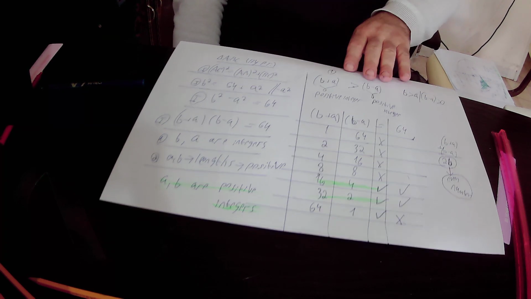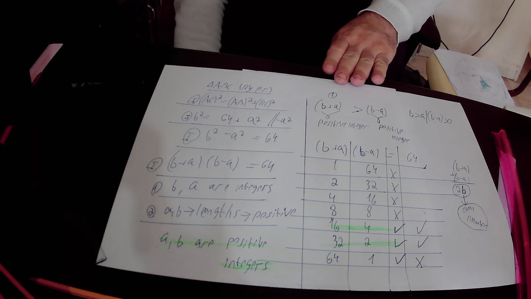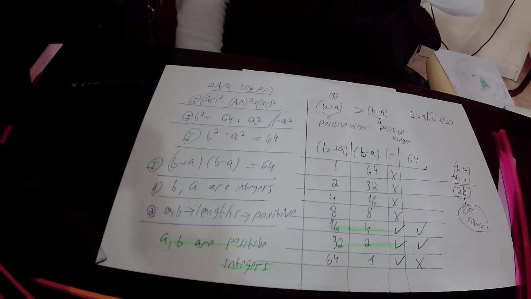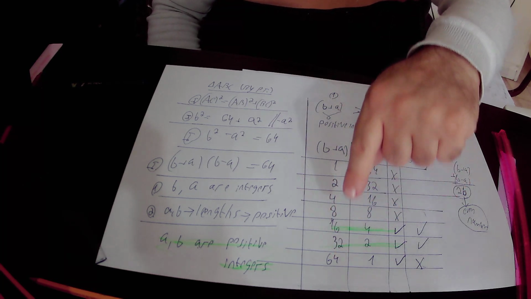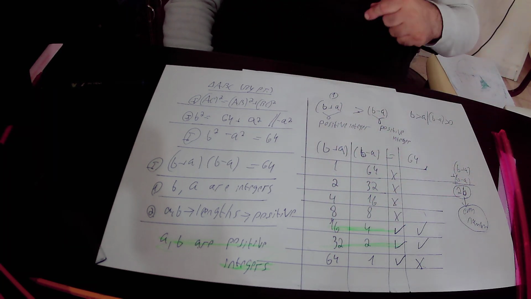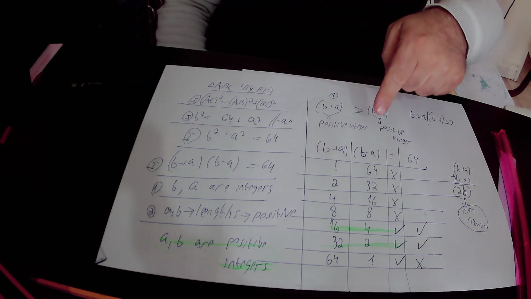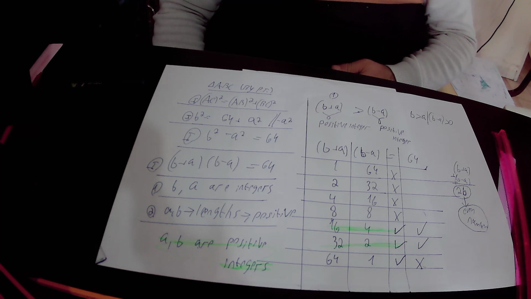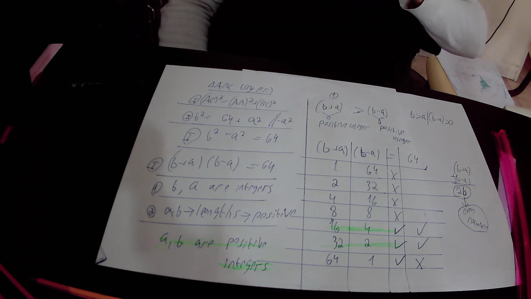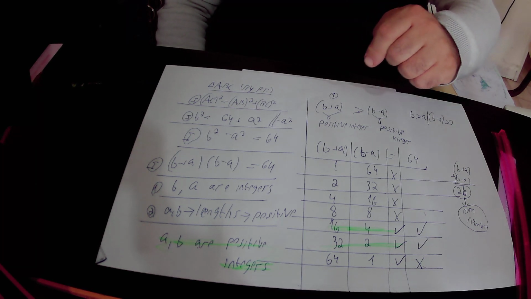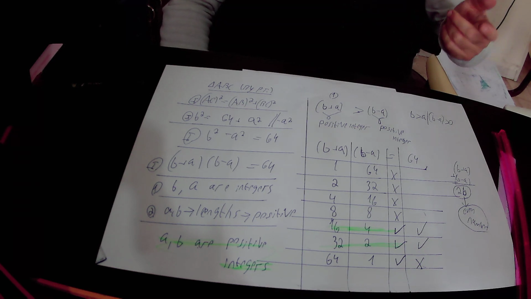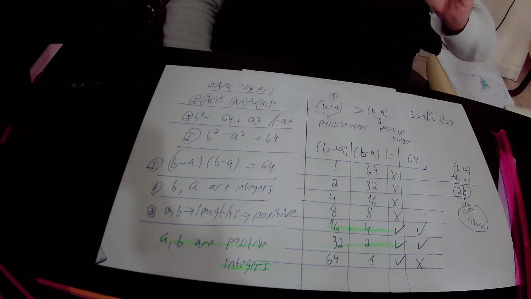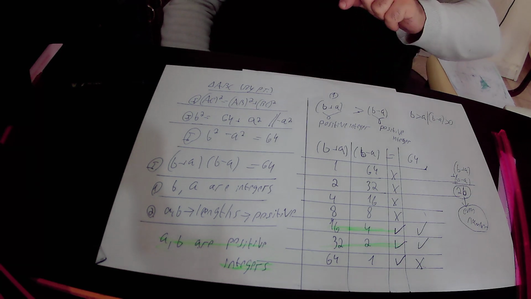But according to this inequality, we know that B plus A, that is the first number, must be greater than B minus A. So B plus A is in the first column, while B minus A is in the second column. And we know that the first column, B plus A, must be greater than B minus A. That is to say, the first column must be greater than the second column. Okay? So here we check: whenever we see that the first column is greater than the second column, then it is a good possibility. But if we find that the first column is less than the second column, then it is not a good possibility.